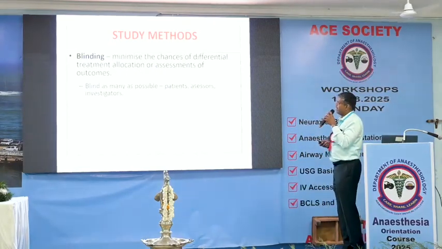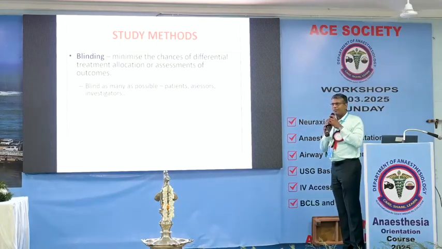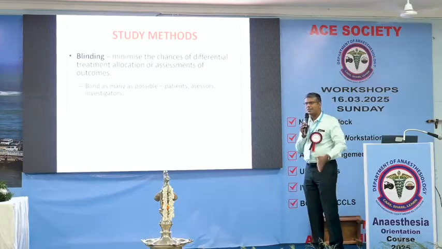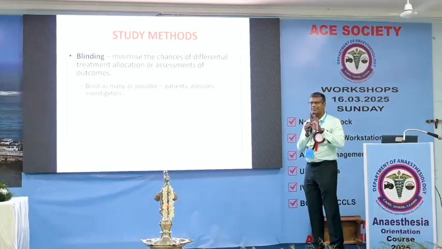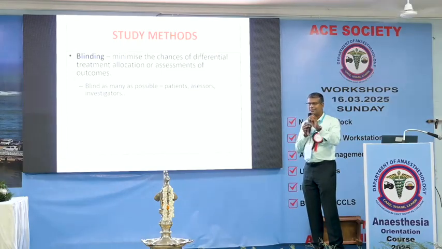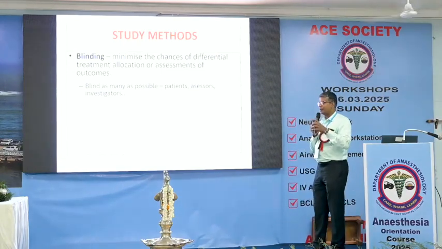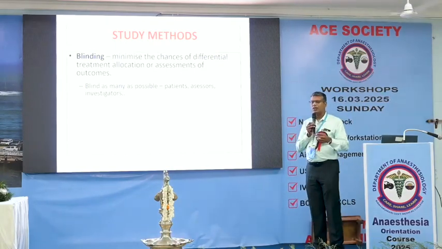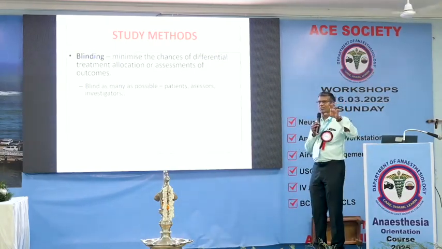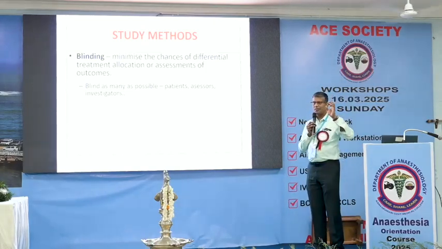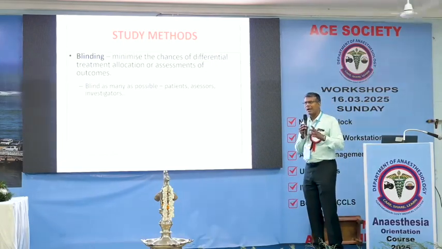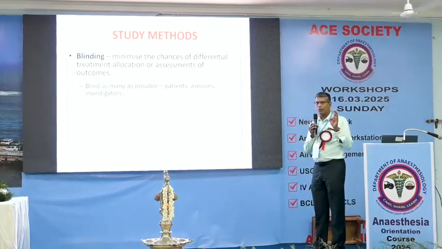So then we have something called blinding, where we ensure that the person receiving the treatment, as well as the person giving the particular intervention, is unaware of what he is giving to the patient. For example, if you are giving spinal anesthesia, trying to compare two different drugs, you ensure that they are loaded in the same type of syringe, with the same type of color coded labels, so that the person who is injecting will not know whether he is giving drug A or drug B. So this is known as blinding. And the patient will also be unaware of what drug he is receiving.